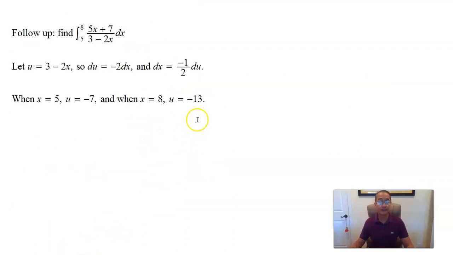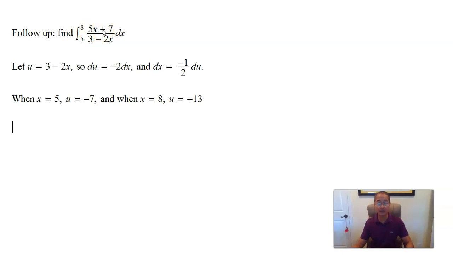All right, I have a follow-up problem. Instead of just 1 over 3 minus 2x, let's change the numerator to something more complicated. Let's make it 5x plus 7. Okay, so we're going to recycle some of our solution above. Okay, we will still let our u be 3 minus 2x. Okay, so we have our du, our dx, our changing of the limits, but we are now going to deal with the numerator. Okay, so what do you do with 5x plus 7?